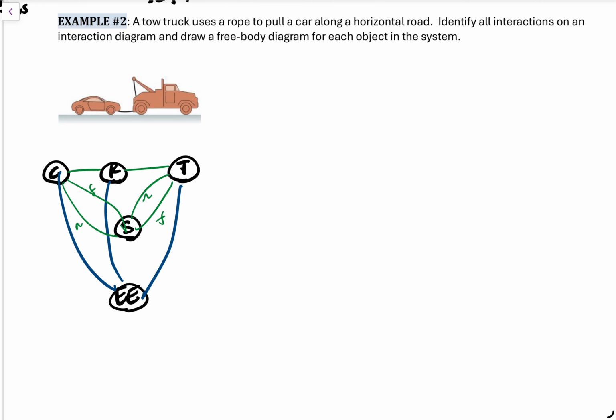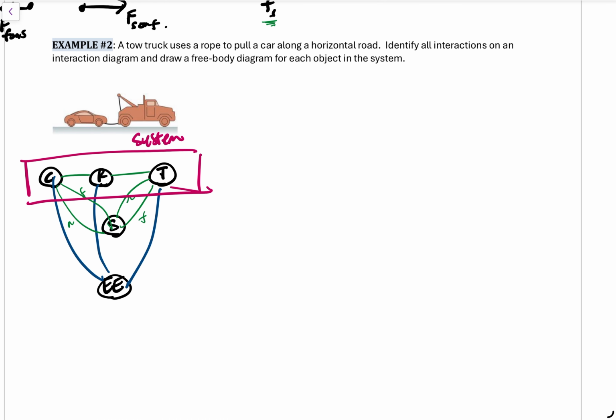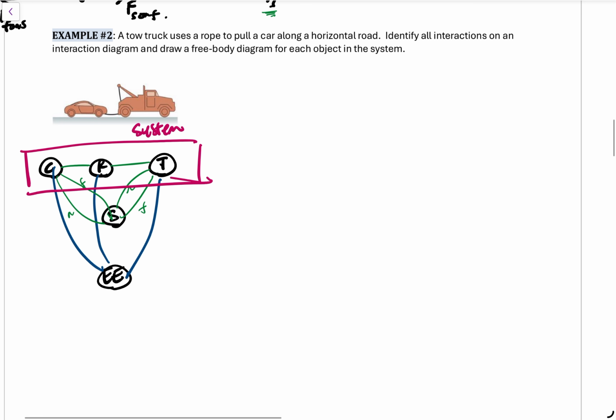So we are going to define our system here. I'm going to say the system is the car, the rope, and the truck. I'm going to use a different color here, so we'll use this to indicate our system. We're going to do free body diagrams for three different objects: one for the car, one for the rope, and one for the truck. So let's go ahead and identify those. Here's my car, here's the rope, and here is the truck. We've got each of those labeled.